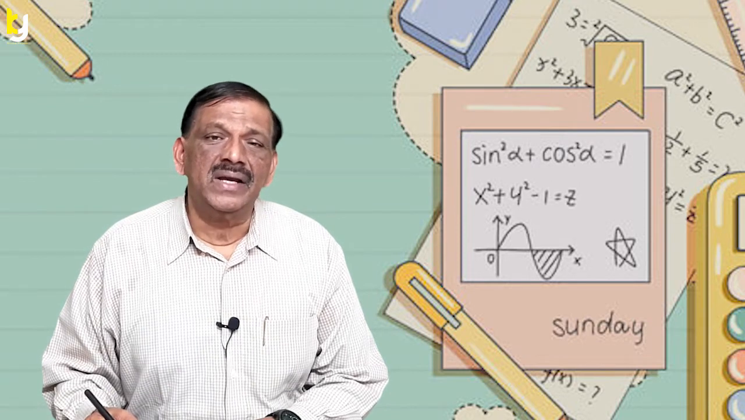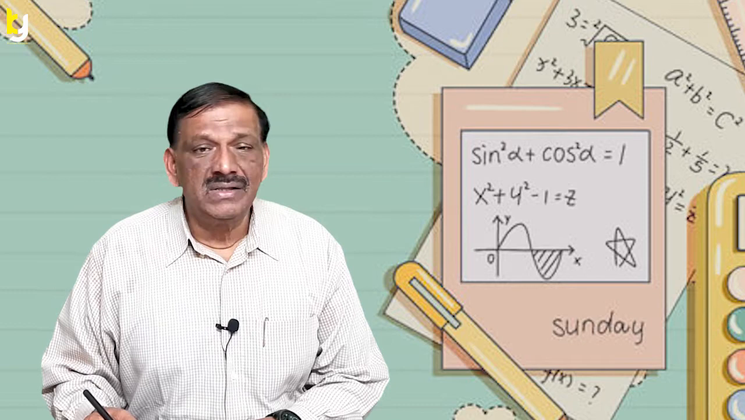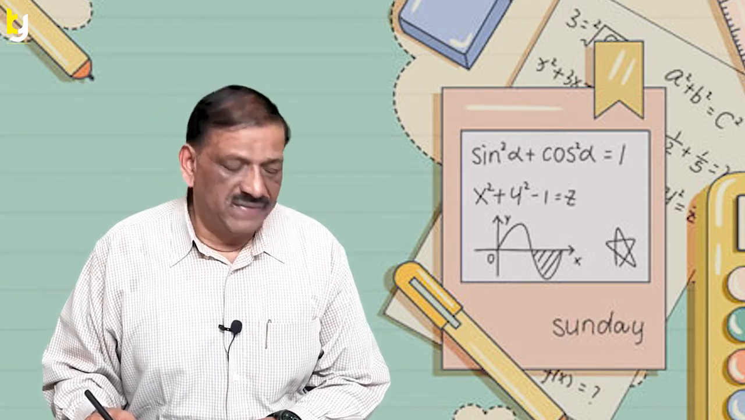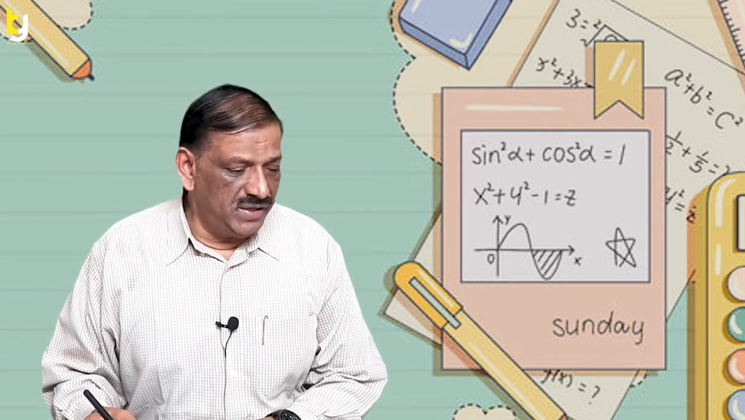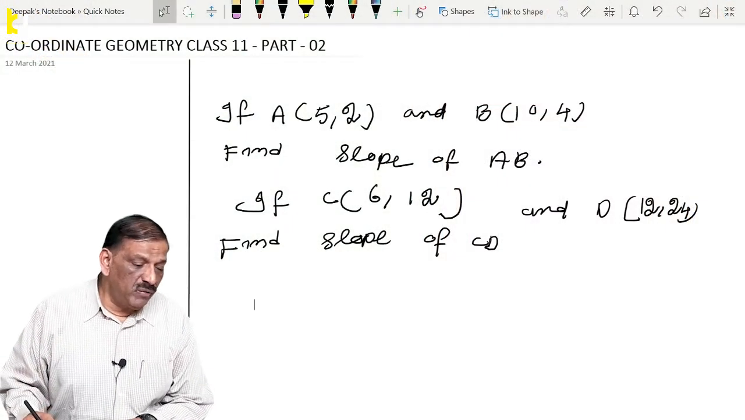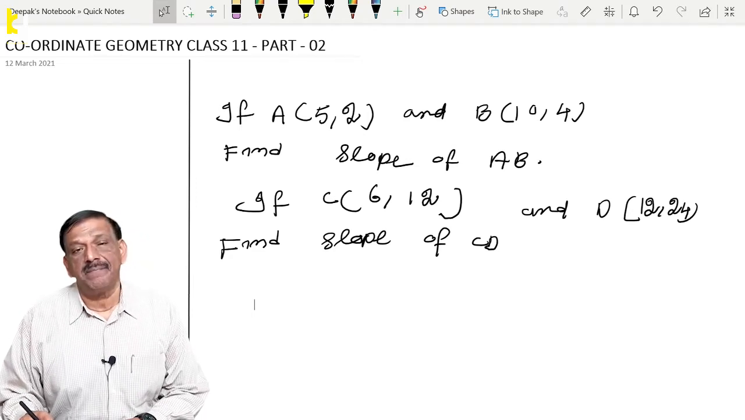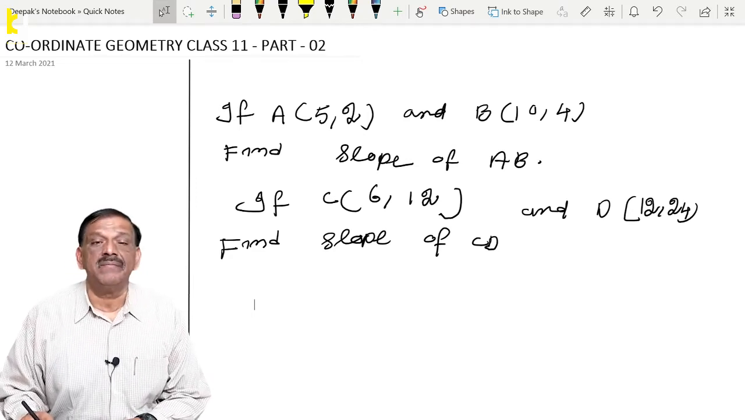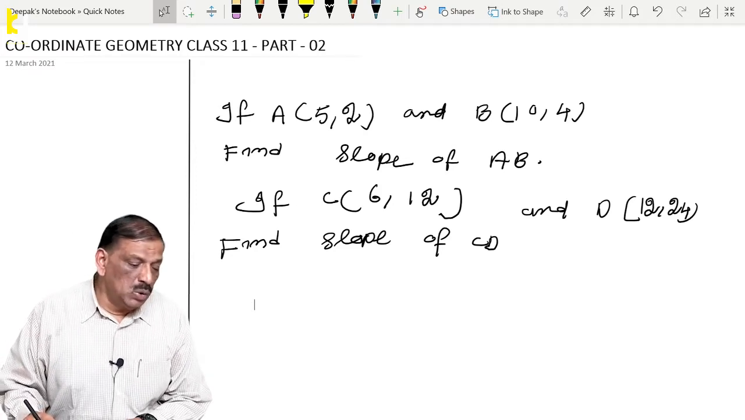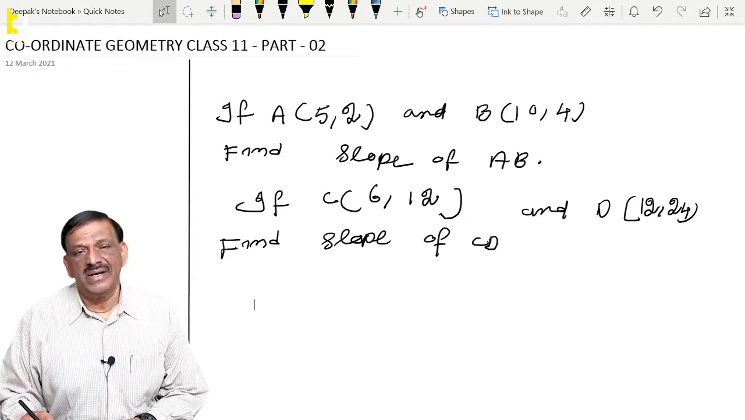We are continuing coordinate geometry for 11th class mathematics students. We had already studied about the slope. We know if A is (5, 2) and B is (10, 4), we can find the slope of AB. If A is (x1, y1) and B is (x2, y2), the slope of AB is equal to (y2 minus y1) by (x2 minus x1). We can easily find it out.